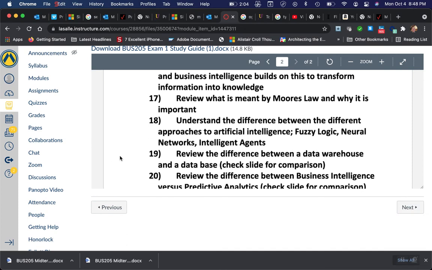You want to take a look at the difference between a data warehouse and a database. When we say a database, we talk about an operational database that we use maybe for transaction processing systems. There's a slide in the deck talking about that. You can look at that for the comparison.